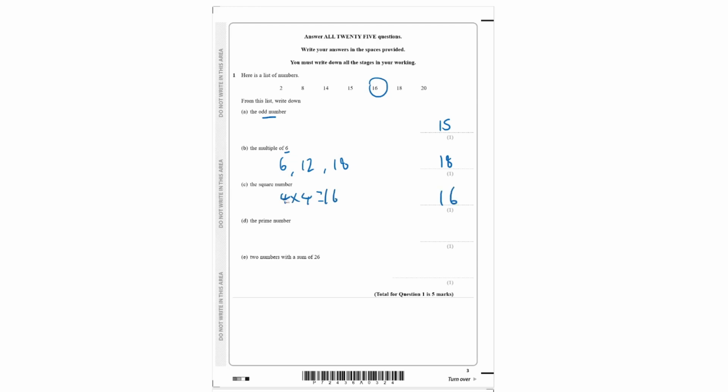The prime number. So a prime number can only be divided by itself and one other number. And for that we have 2 because it can only be divided by 1 and 2.